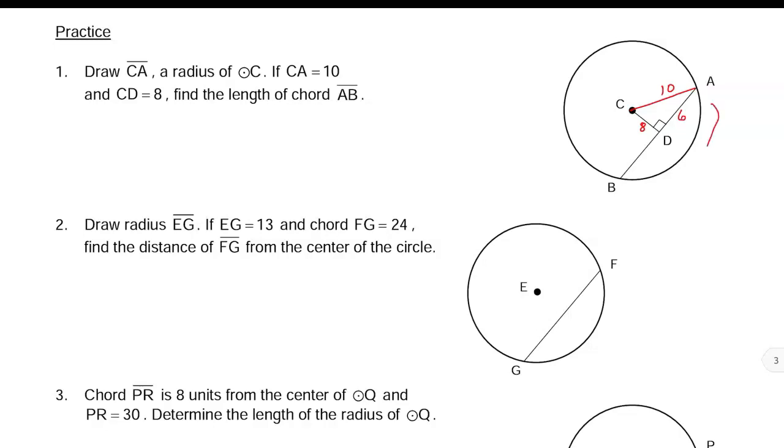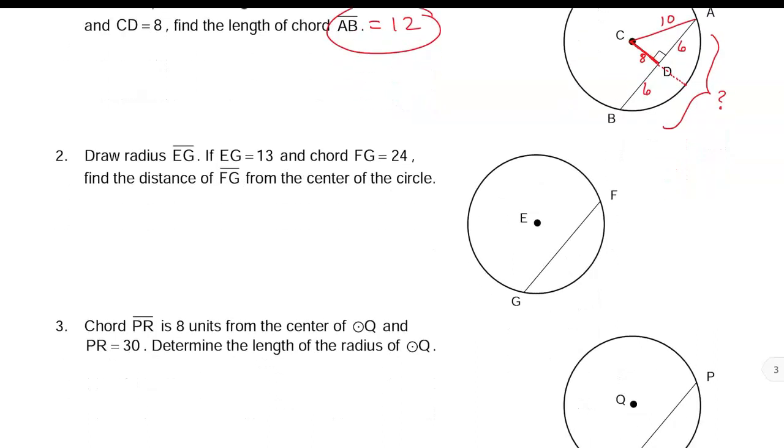Now we are being asked for chord AB. Well, I know that the chord got bisected. Do you see radius CD is bisecting the chord? Now I know radius CD does not get drawn all the way to the end of the circle. A radius that is perpendicular to a chord bisects the chord. So the other half of this is 6 as well. So the length of chord AB is 12.